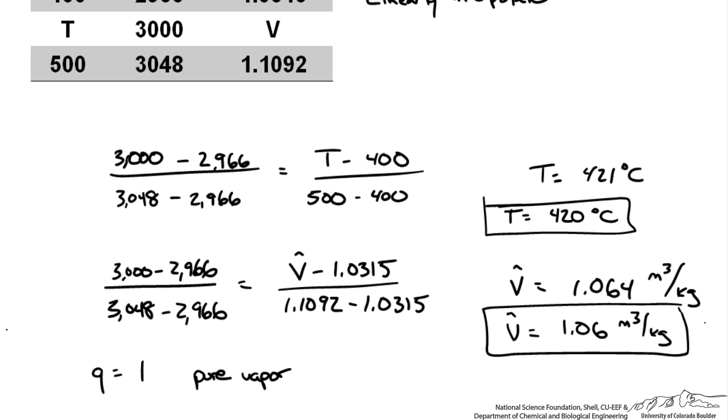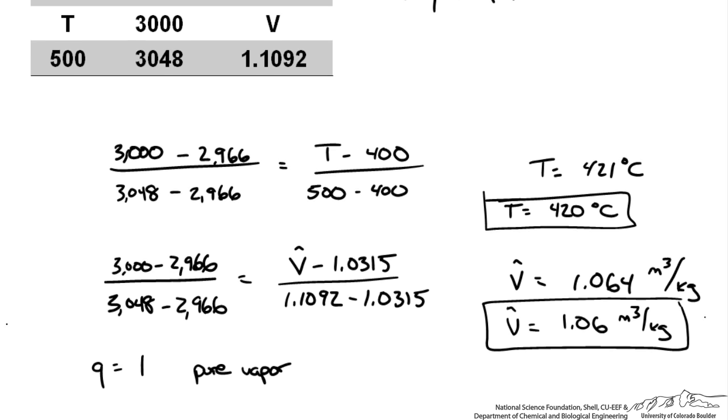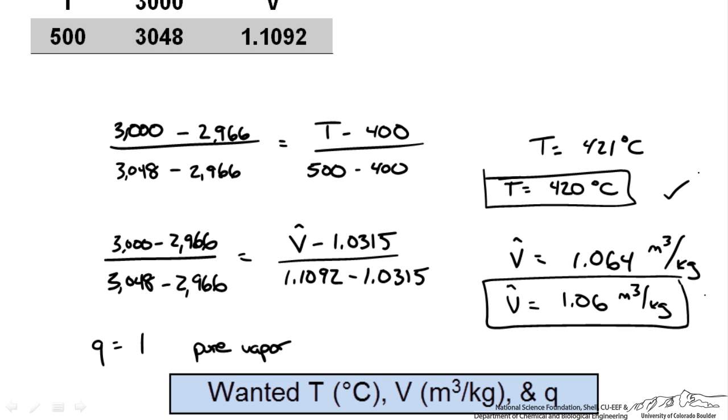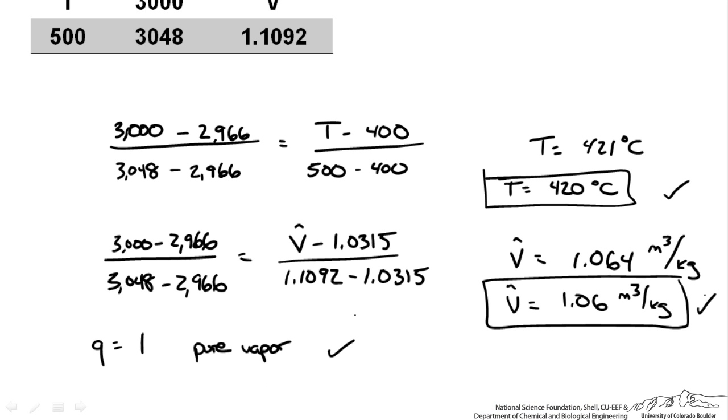At this point, it's good practice to check the units, make sure we've boxed the answers that we're looking for. The three unknowns we were trying to seek were temperature, volume, and quality, or Q. Temperature reported in degrees Celsius matches. The specific volume in meters cubed per kilogram matches, and quality being a fraction has no units, so that's all good. Therefore, hopefully this example has given you an idea on how to use steam tables to determine parameters of a water system given enough state functions to solve.